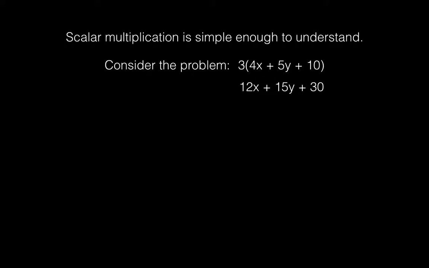Scalar multiplication is simple enough to understand. If you look at this problem here, 3 times 4x plus 5y plus 10, most of us understand that this would be 12x plus 15y plus 30. That is because we understand that with the 3 being on the outside of the parentheses, it means that you take it times everything inside the parentheses.